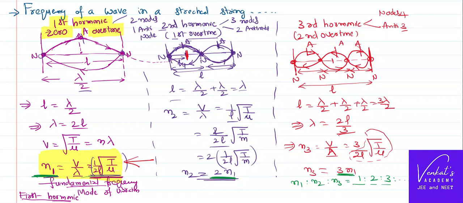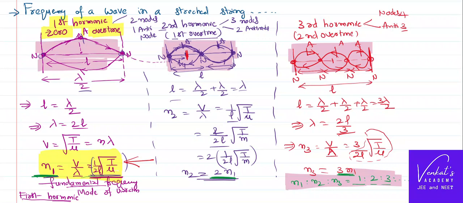If you vibrate it in this way, with only one segment, that is called the first harmonic. If it is vibrated in 2 segments, that's called the second harmonic or first overtone. If it is vibrated in 3 segments, it is called the third harmonic or second overtone, and so on. This can happen further, right? This is the ratio of fundamental frequencies of a stretched string, right?